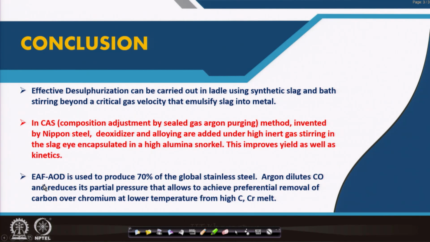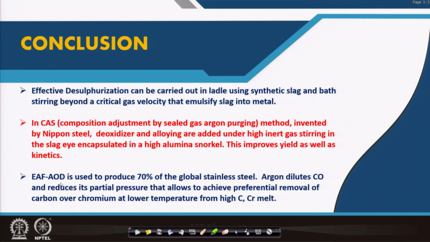And finally, the EAF-AOD process is mostly used for making the global stainless steel. More than 70% of the world's stainless steel production takes place by the EAF-AOD route. The advantage is that argon basically dilutes the CO gas and reduces its partial pressure, and allows the preferential removal of carbon over chromium.